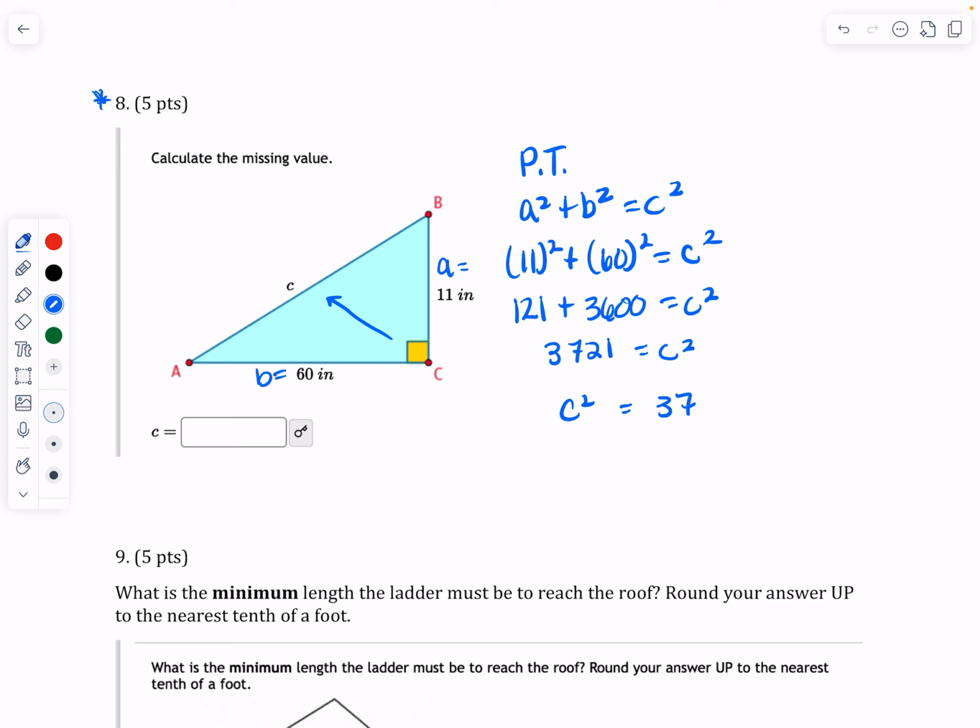So the opposite operation of squaring something is to take the square root of it. But remember, when you use the square root property, you have to put plus or minus in front of that value. So C equals plus or minus. Now I'm going to take the square root of whatever I just got, which was 3721. And when I do that, I get 61. Because we're talking about length, the only one that makes sense is a positive 61. So I'm going to do 61 inches. So that's number 8.